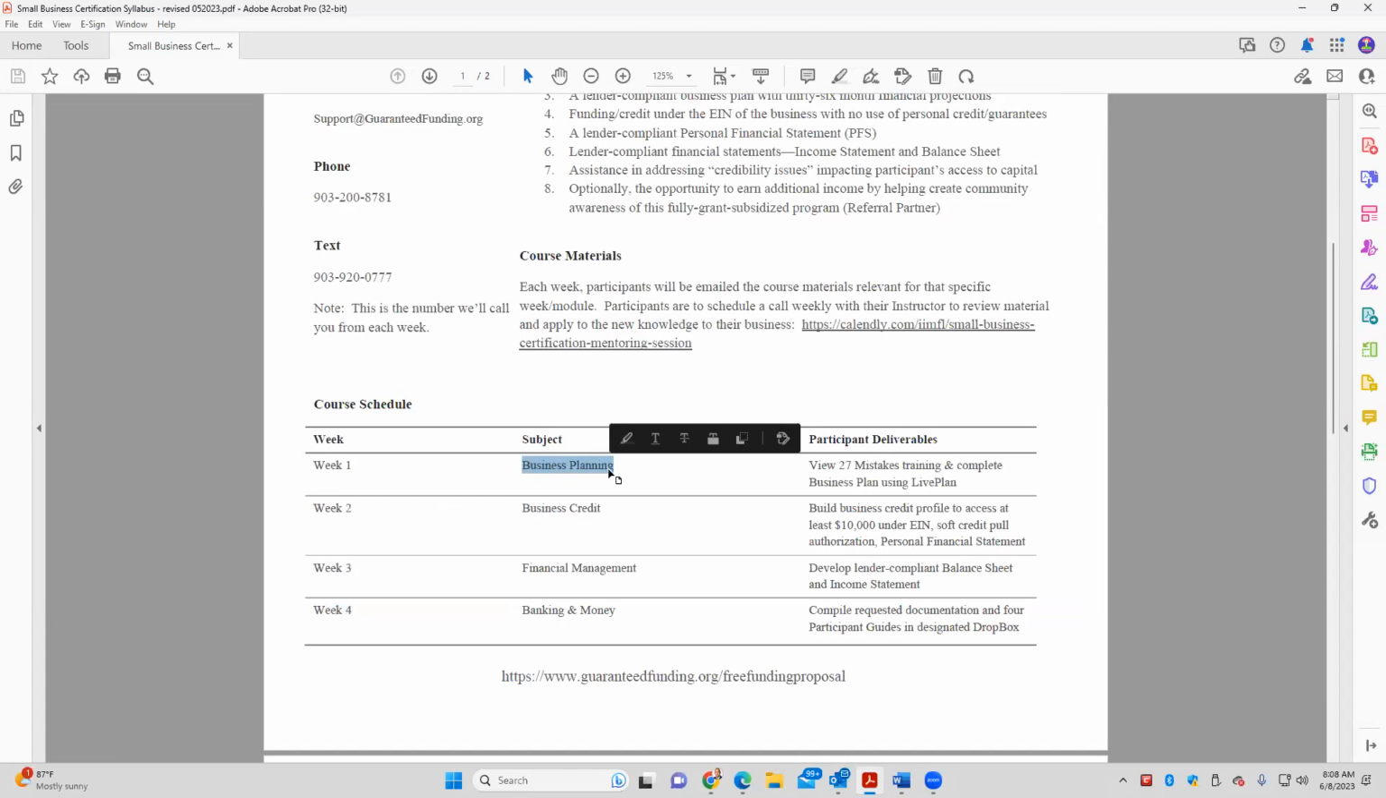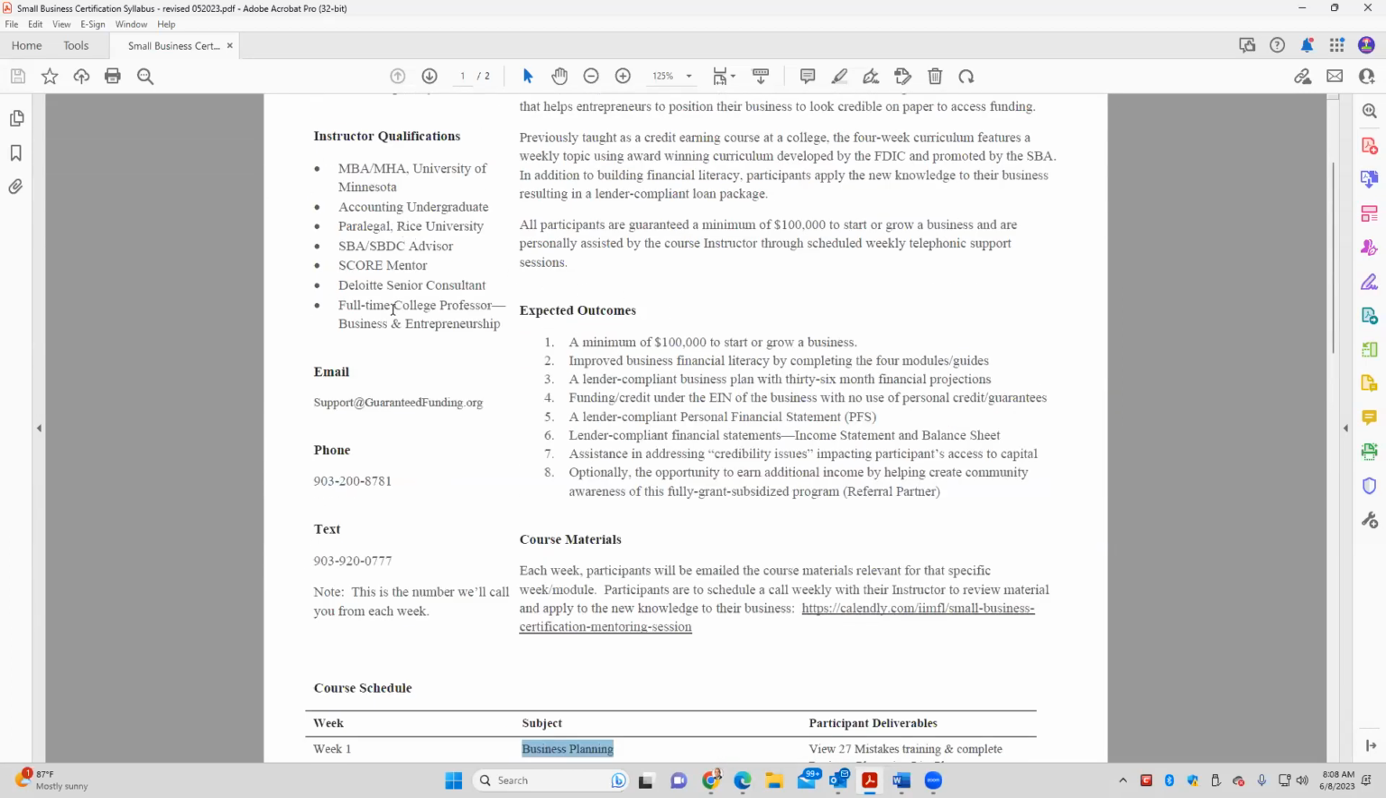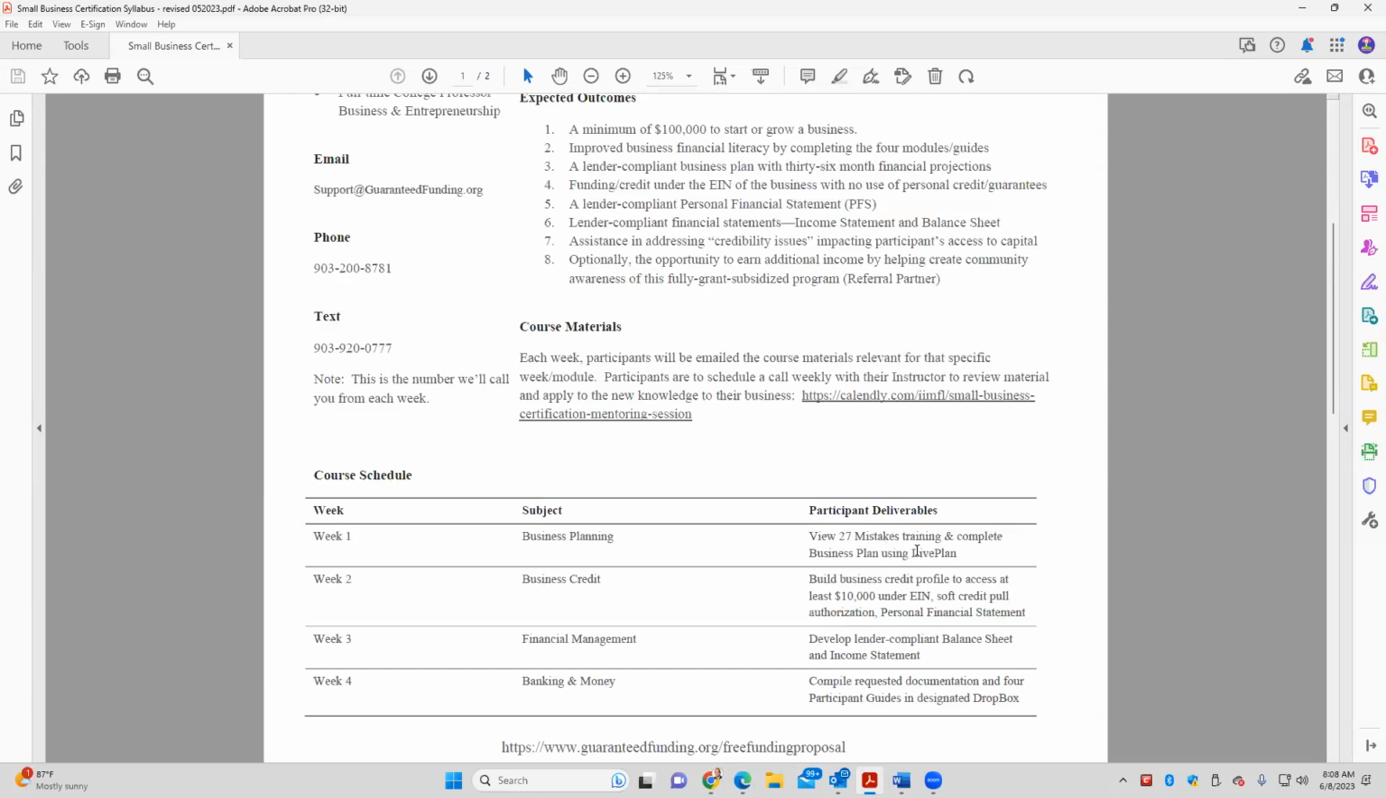So again, they're getting the participant guide, they're getting the training material. We provide them online access to a cloud-based software that I used both when I was a professor and also when I was an SBA, SBDC advisor. It's a software called Live Plan. The grant pays for that, so the participant doesn't have to pay anything. So in week 1, what we're going to do is get them started with seeing the 27 mistake training. If you've not gone through that, that's helpful. That creates a good understanding of what does it mean to be credible as a business, to prepare for funding, and then we start working on their business plan using Live Plan.